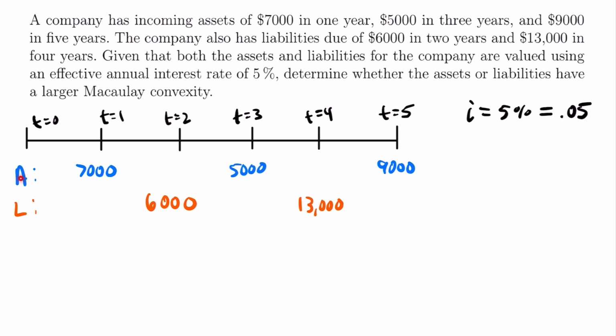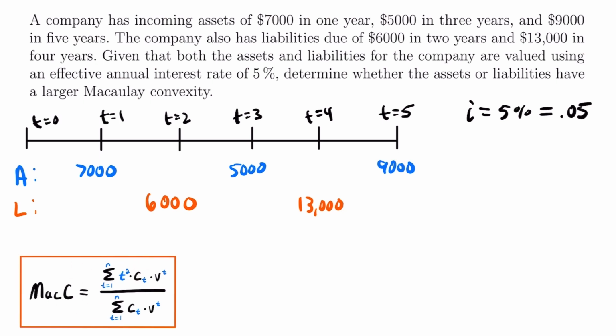We're going to treat the assets and liabilities as two separate sets of cash flows, right? We want to determine whether the assets or liabilities have a larger Macaulay convexity, so we're going to need to calculate the Macaulay convexity for both of these sets and see which one is bigger. Okay, and so remember, to calculate the Macaulay convexity for a set of cash flows, we will use this formula. We'll take the present value of each of the cash flows, multiply them by the time at which they are made, but square that time and then divide that by the present value of the cash flows. All right, that's what this tells us.